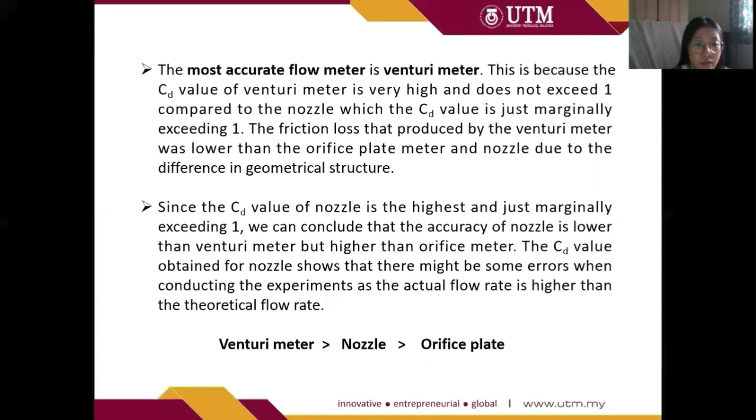The CD value obtained for the nozzle shows that there might be some errors when conducting the experiments because the actual flow rate is higher than the theoretical flow rate. So we can conclude that the venturimeter has the highest accuracy and the orifice meter has the lowest accuracy.